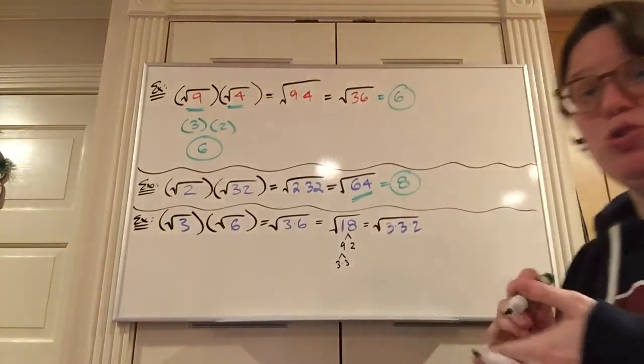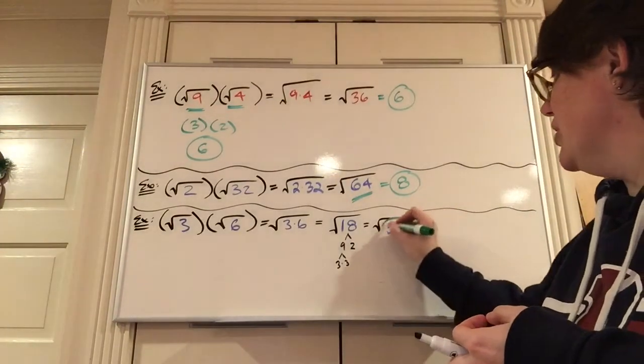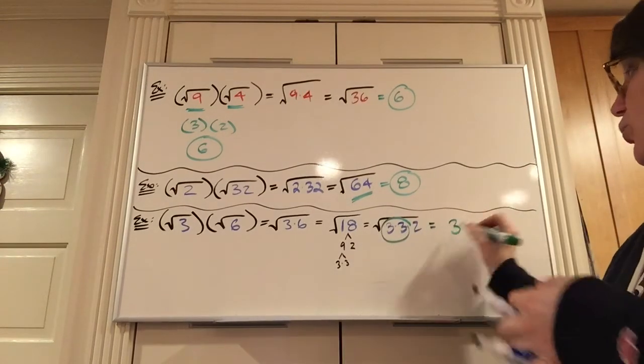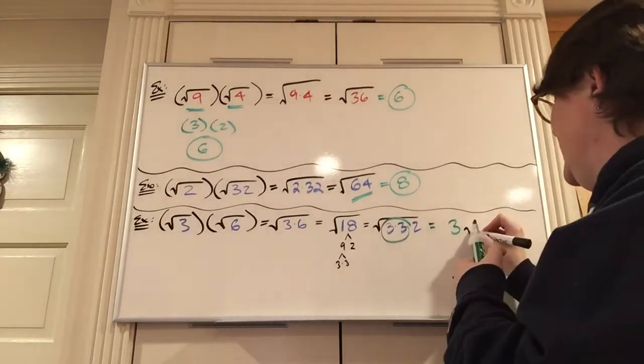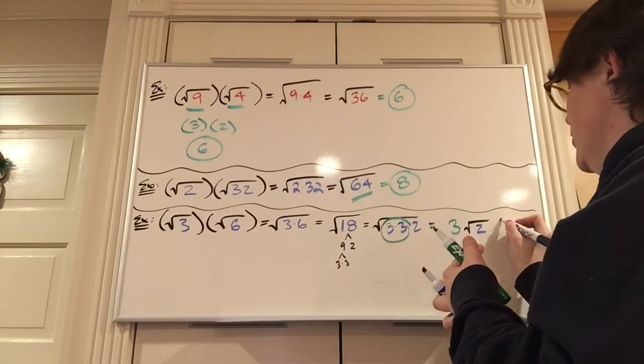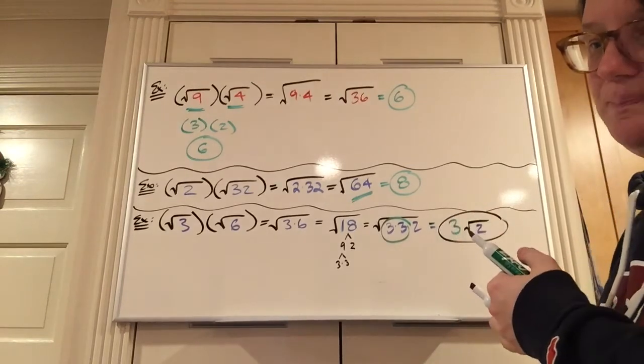And I can just use my same rule as before. A pair of numbers on the inside is as good as a regular number on the outside. So 3 times 3 makes 3. This becomes 3 times the square root of 2. And you're all done when you get there. There's no more simplifying that you can do.